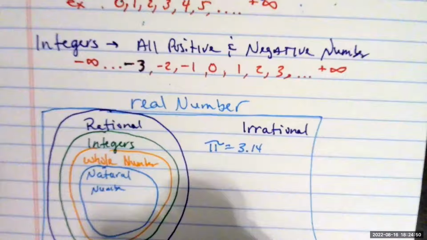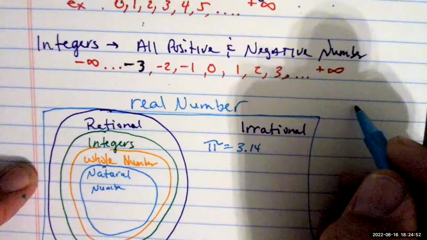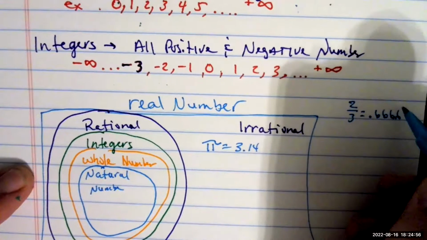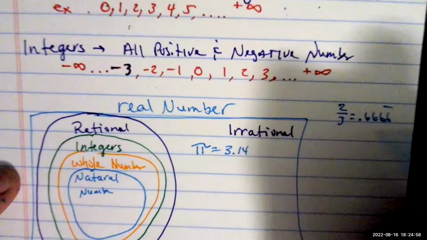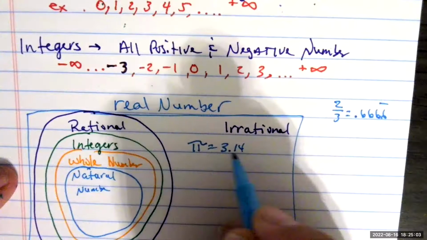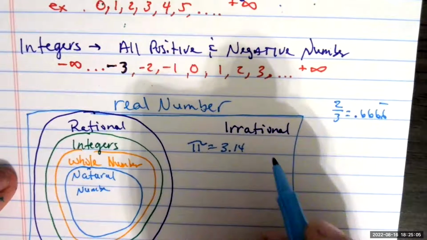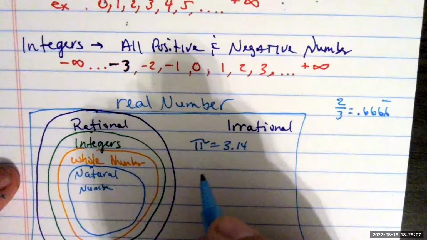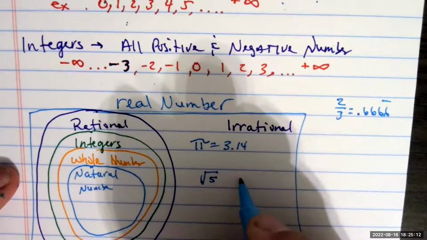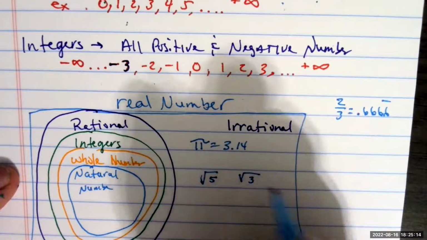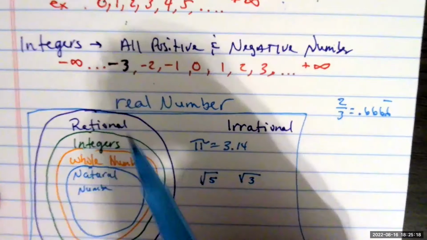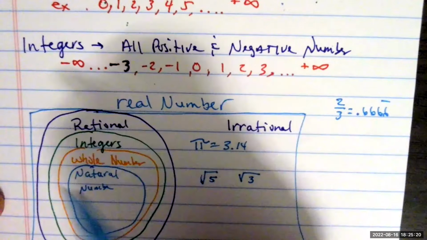Okay, so what do we mean by a repeating number? 2/3 is the same thing as 0.6666, and it repeats. So we put a bar over it. It never stops, but it repeats. Irrational numbers are decimals that never repeat, and they go on forever. Some common ones are pi, square root of 5, square root of 3. Just the square roots are good ones to do. Then there are other irrational ones, but we're just giving you some examples.